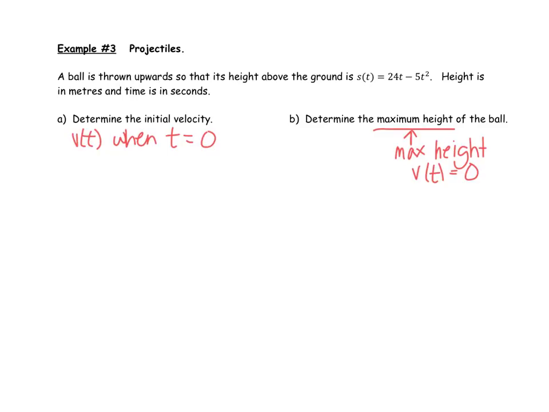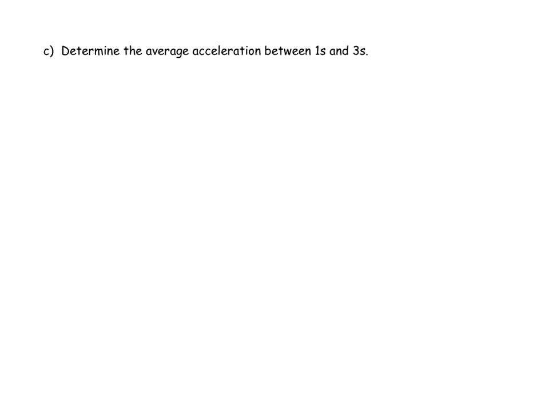And then we do have a part C. Part C is where I want you to determine the average acceleration between 1 second and 3 seconds. So we're going to remember that our average acceleration is equal to the change in v over the change in t, and we're going to look at that between 1 second and 3 seconds. So if you can complete this example and then bring it to class, we'll compare them and then we'll get to work and you can ask me any questions then.